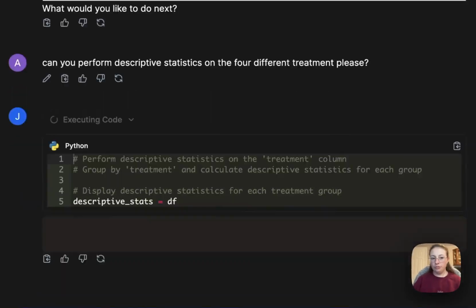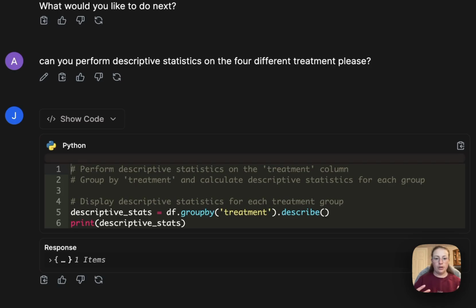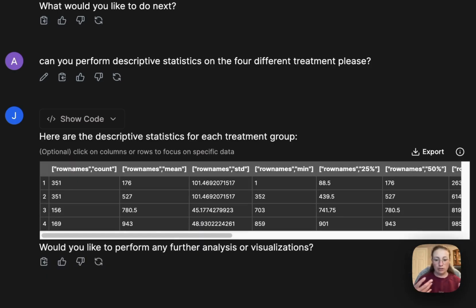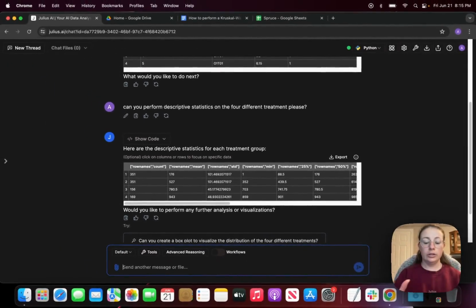You probably know from watching my previous videos that I always go through the same methodology as I am analyzing data. This is because I want to make sure that I'm getting an overall understanding of my dataset and looking at any potential trends. This is the reason why I'm doing descriptive statistics on the four different treatments.